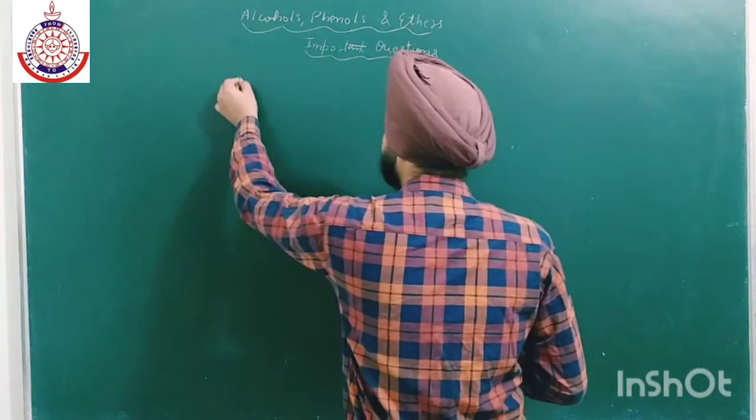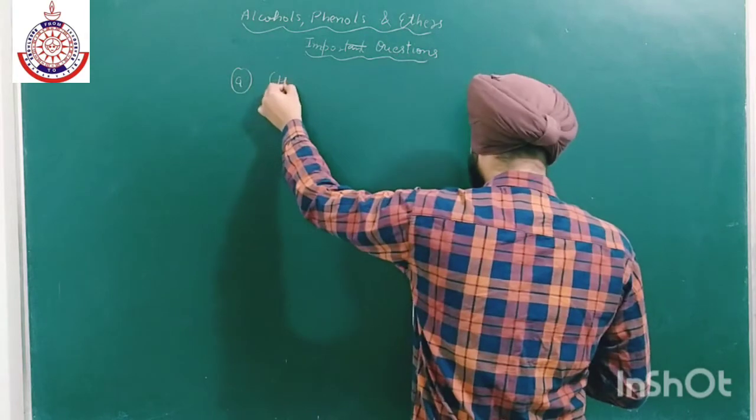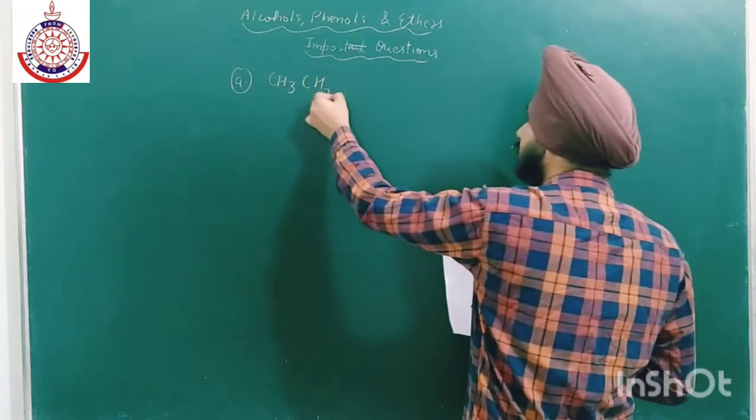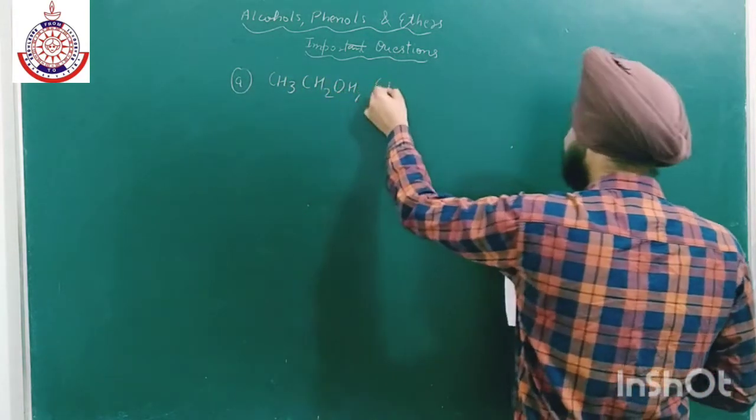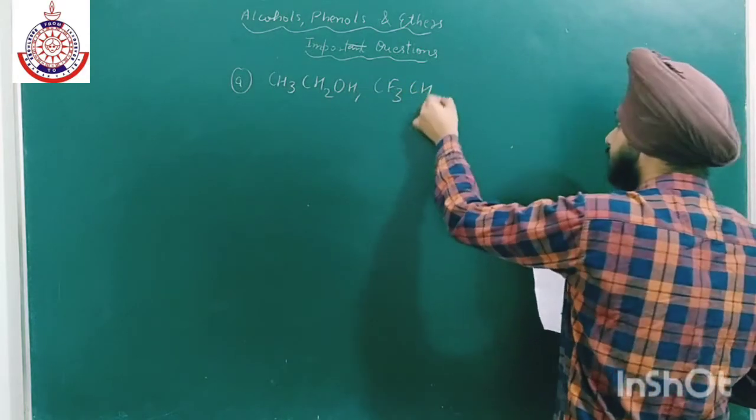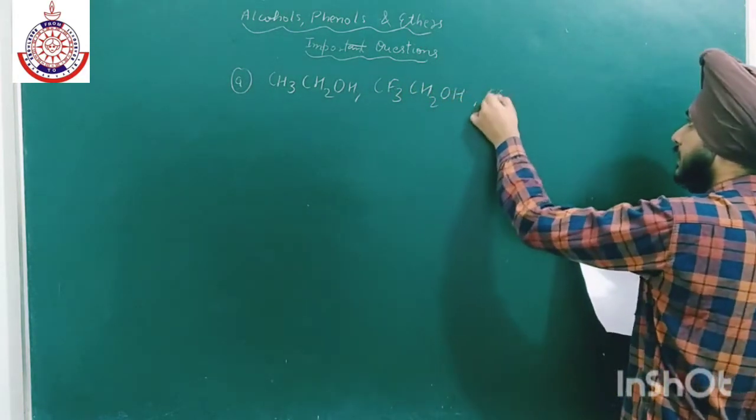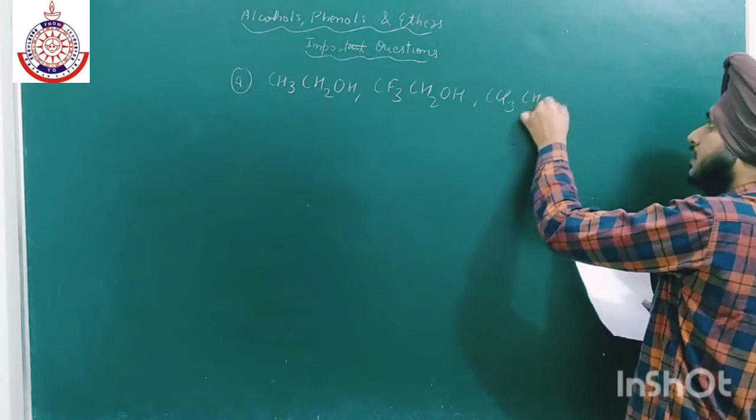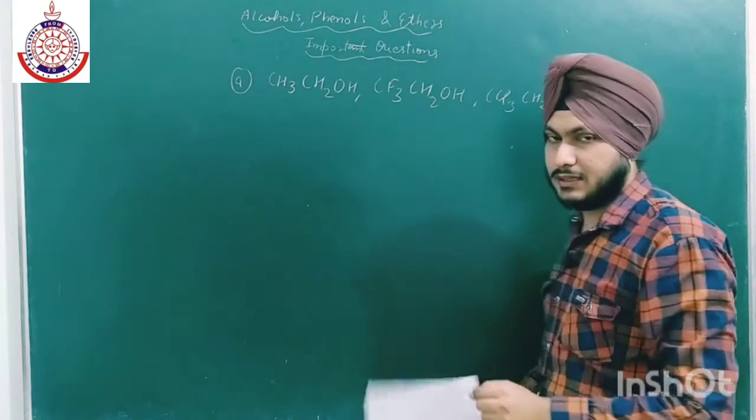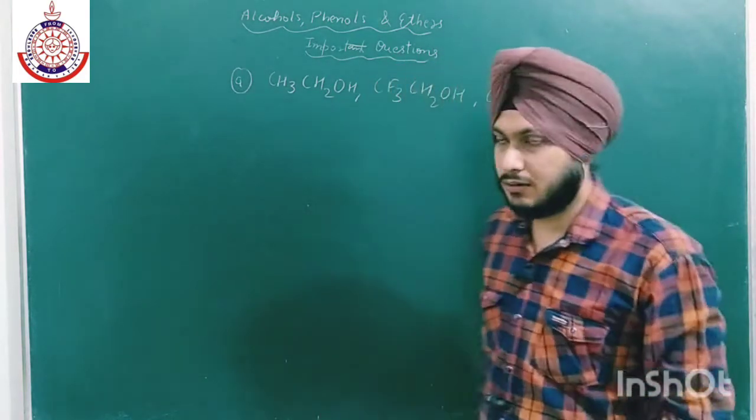The first part is CH3CH2OH, CF3CH2OH, CCl3CH2OH. Okay, so we have to arrange them in the increasing order of acidic strength.